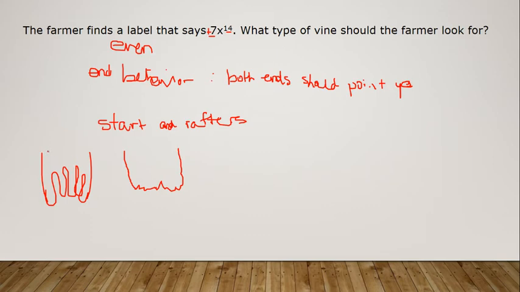That would be what kind of a vine the farmer should be looking for. One that starts and ends in the rafters and either has some loops, or starts and ends in the rafters and is very bumpy in the middle. That's the type of vine that our farmer should be looking for.